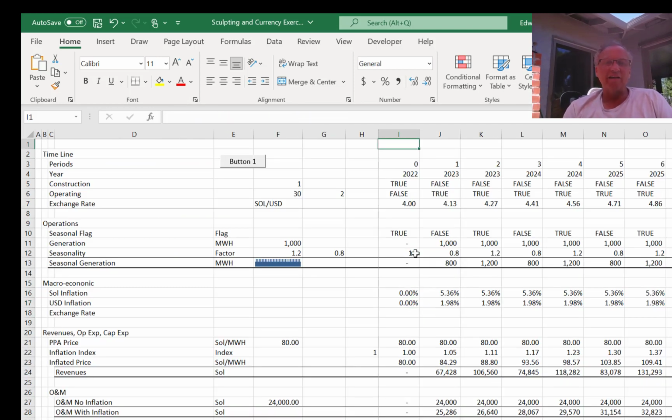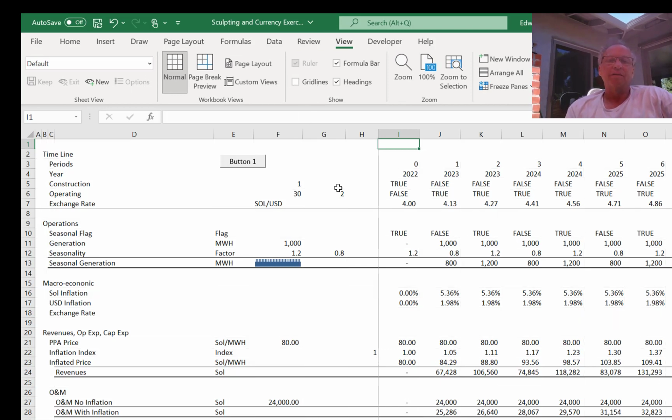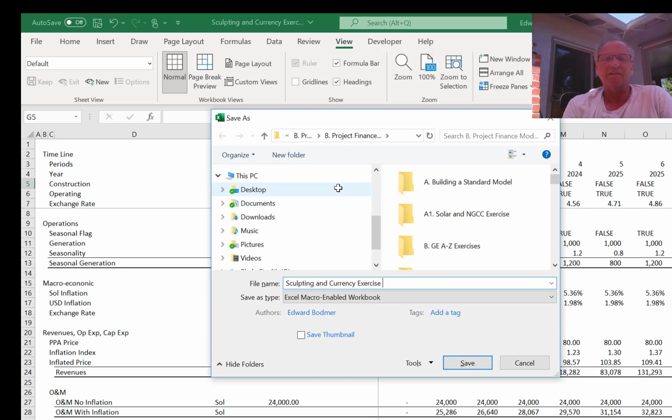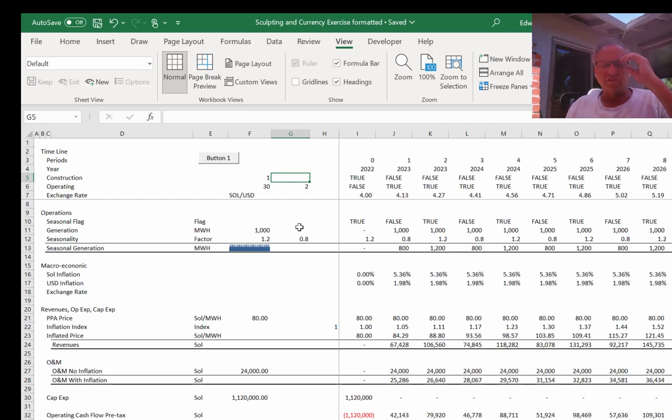Okay, now here is the model, and I'm going to go through some selected examples. The first thing I'm going to do is save it, F12. Let's save it as a different file. And of course I'm going to give you this file in some sort of sculpting folder or page on my website. Control Alt C.